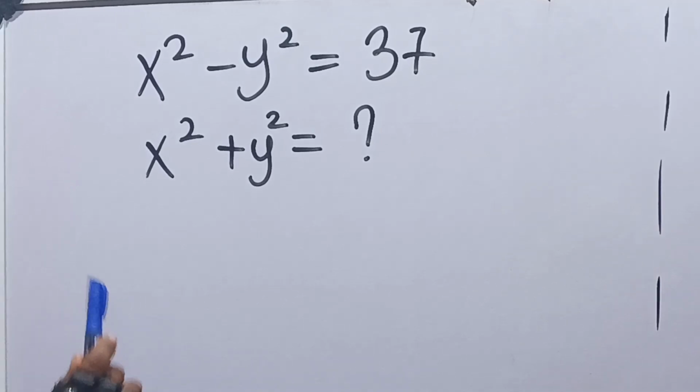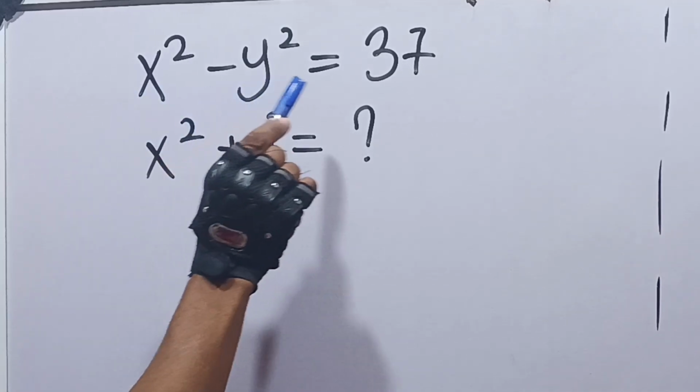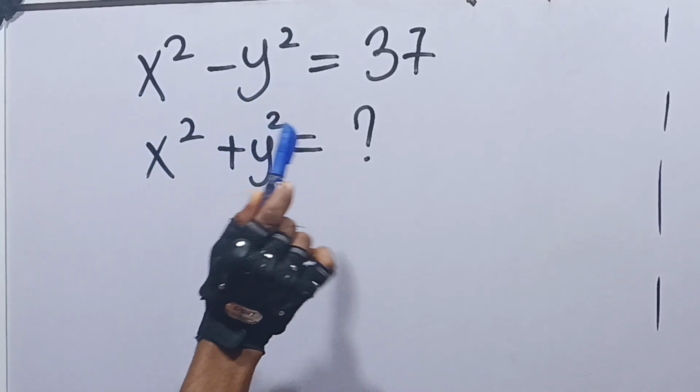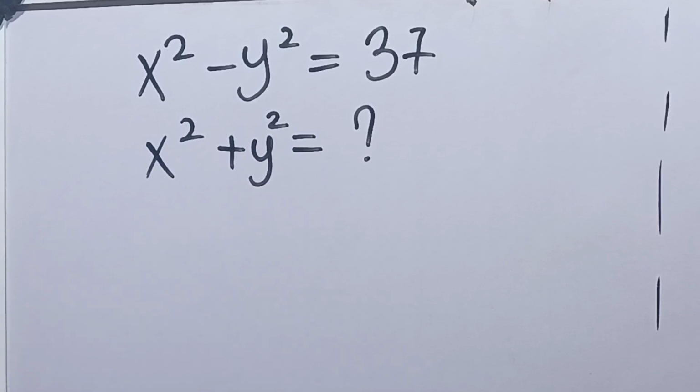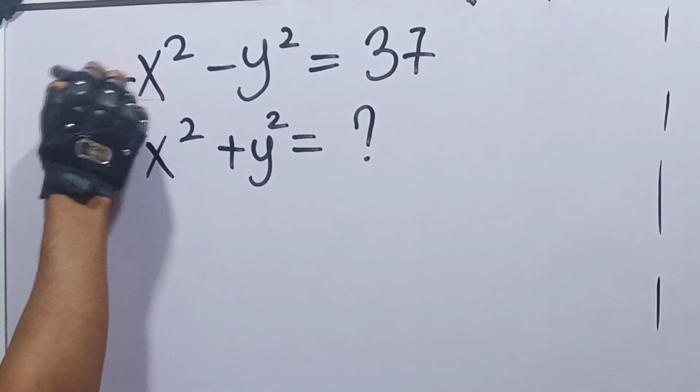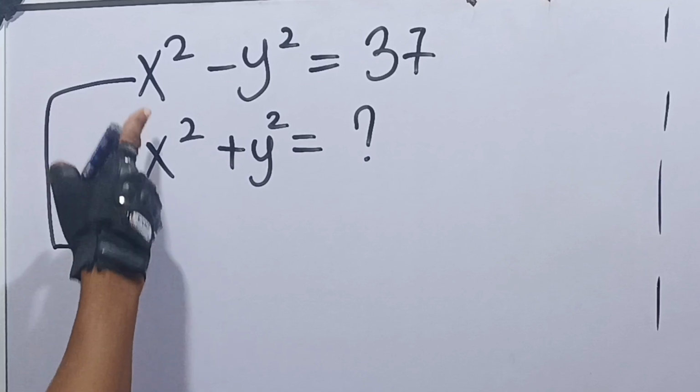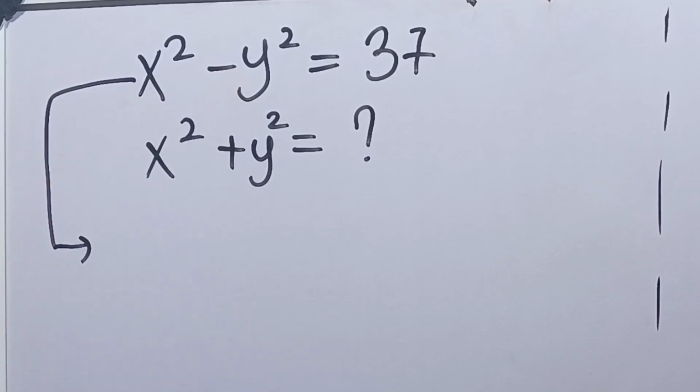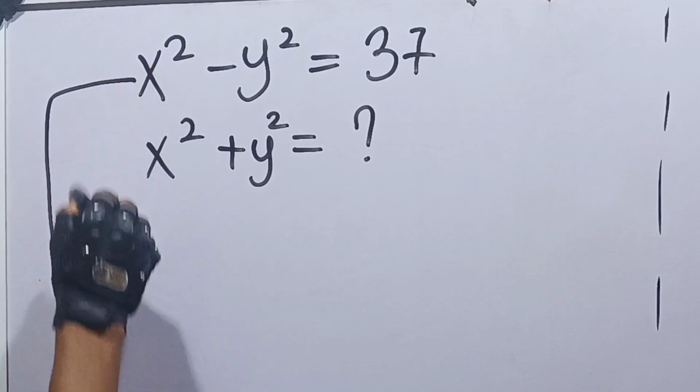Let's solve this together. It says x squared minus y squared is equal to 37 and x squared plus y squared is what we're looking for. Alright? So first things first, let's state a law here. When you have something like x squared minus y squared, there's a law called the difference of two squares, and that's what you apply here.